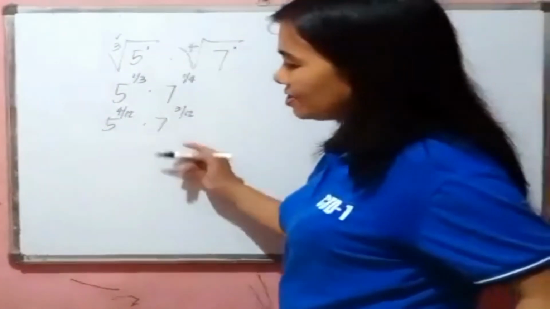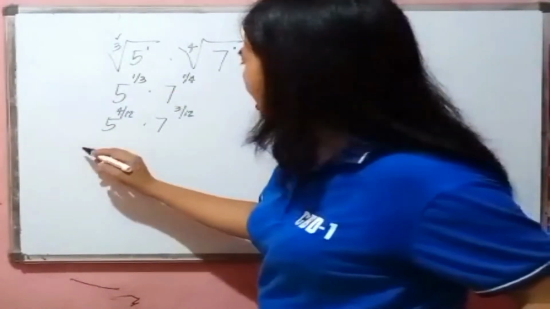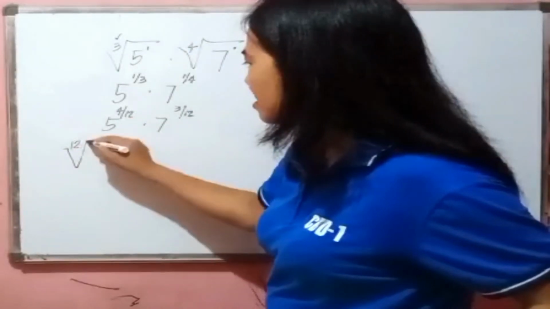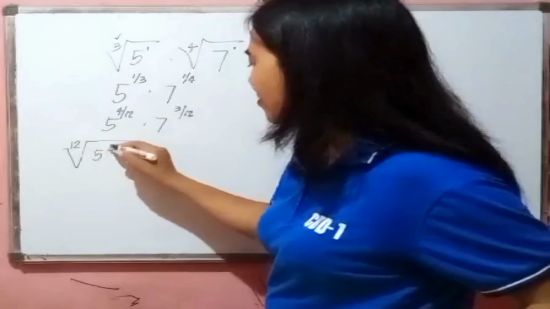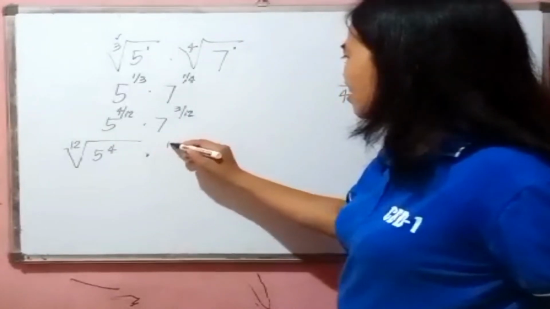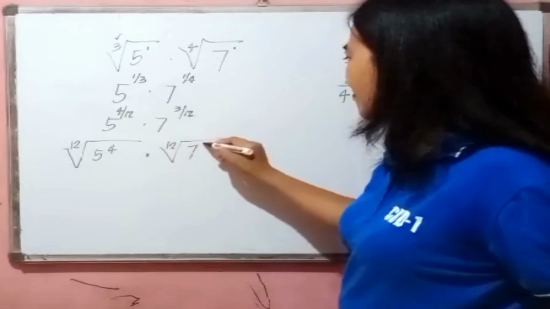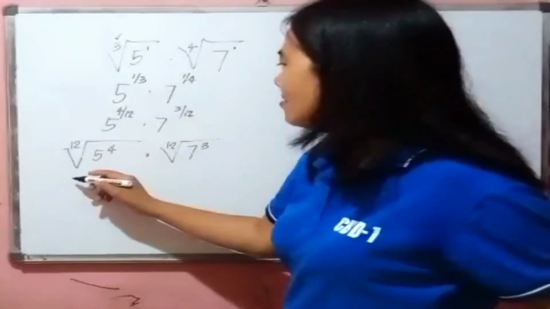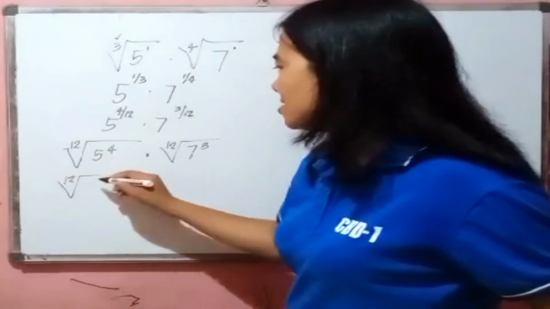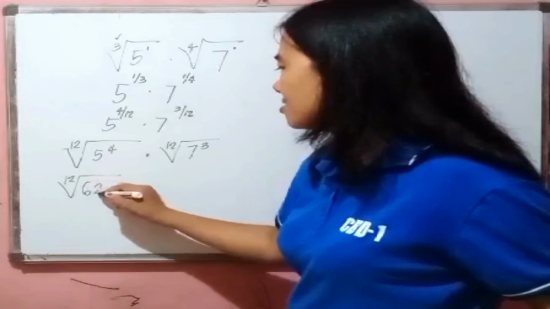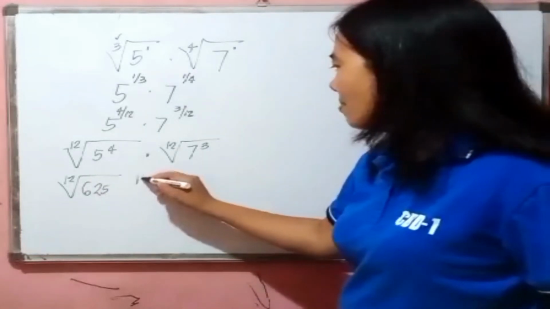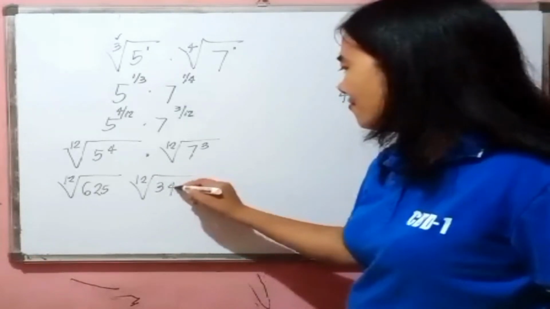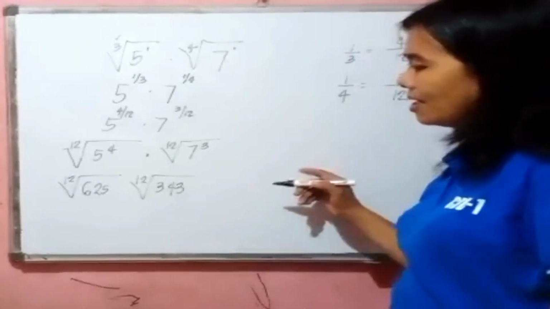Okay? Tapos, balik ka na sa radical expression. Pero, ito na. 12 na yung index niya. 5 to the 4th. Okay? Dito naman, 12 na yung index. 7 cubed. Yan. Pwede mo na sila ma-combine. Pero, evaluate mo muna si 5 to the 4th. 5 to the 4th is ilan ba? 625. How about 7 cubed? 7 cubed is 343. Ngayon, pwede ka nang mag-multiply.